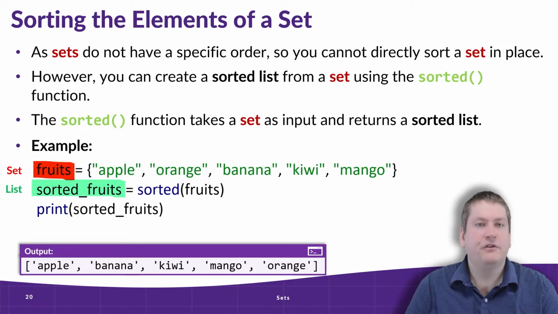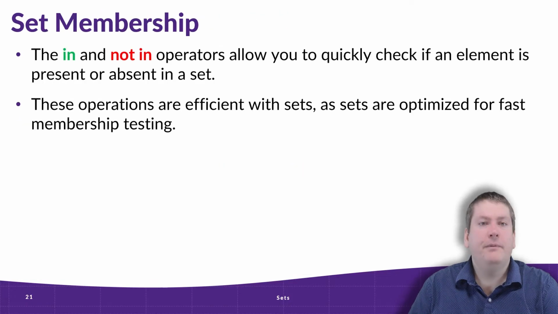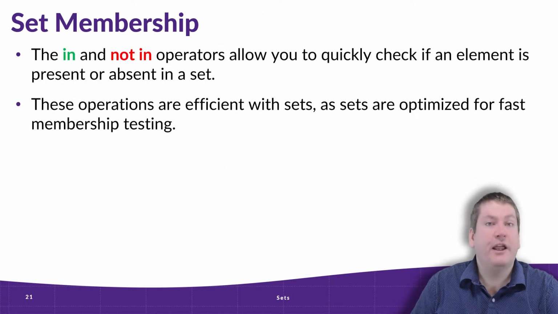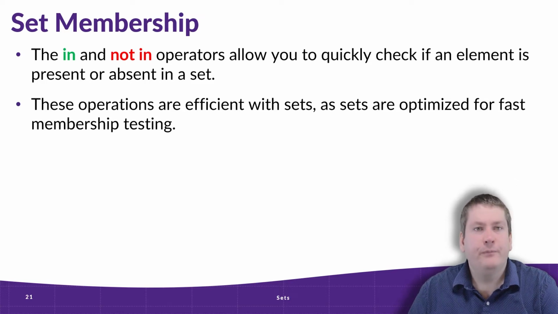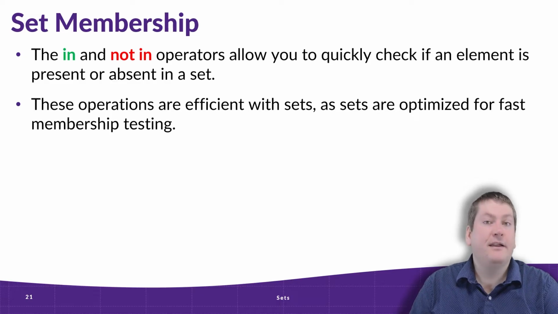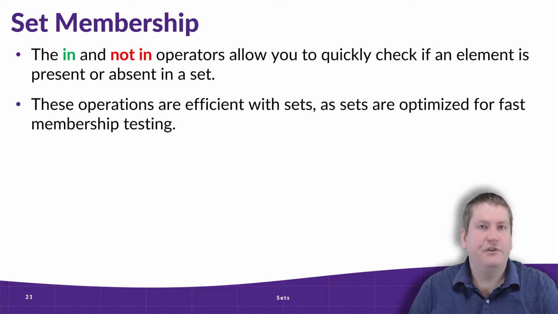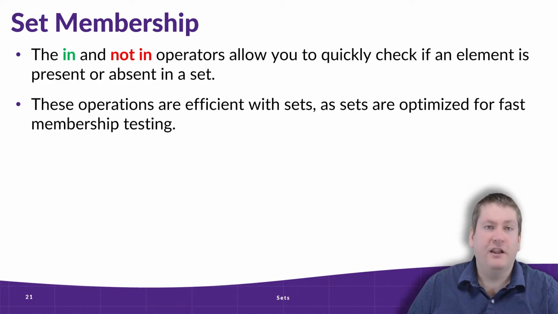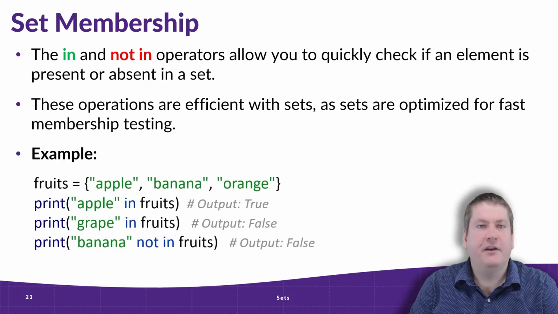So if we just need them sorted and we are okay with that now being in a list, we can use the sorted function. Another common operation we do on collections is checking membership, meaning that we check if an element is in that collection. Sets are a type of collection, so of course they support the in and not in operators, and these work just like we've seen in past collections. The only difference is that sets are optimized for this sort of check, so it's going to be far more efficient to check for membership in a set than it would be in other types like a list. So let's take a look at an example.